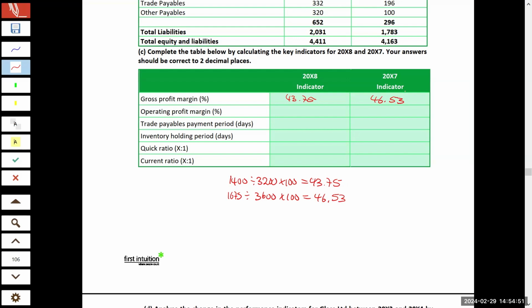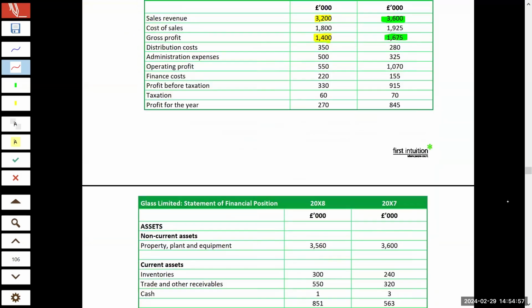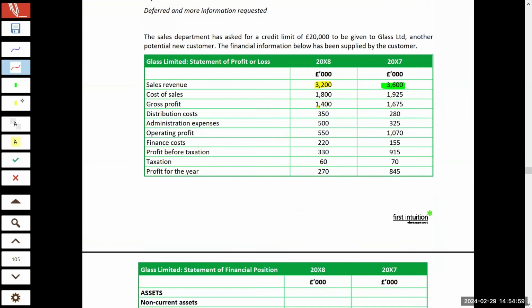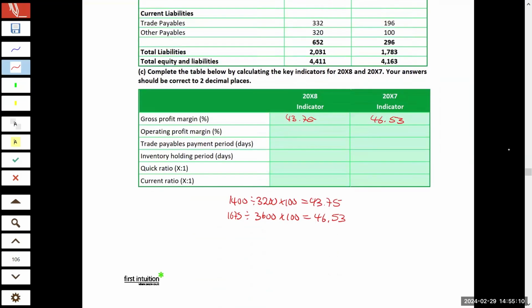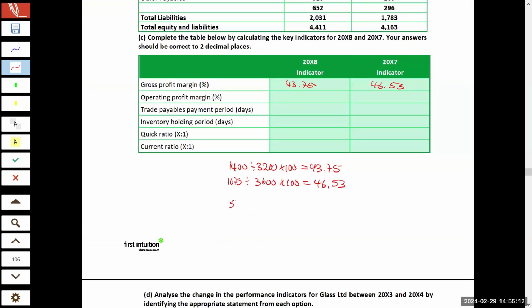Terrific. Now, operating profit margin. It's literally the same thing, but we swap gross profit for operating profit. Nice and easy. Easy marks to get in these tasks because it's just the profit figure that changes. We still divide it against the revenue. 550 for 20X8 divided by the 3,200, multiplied by 100, 17.19%.